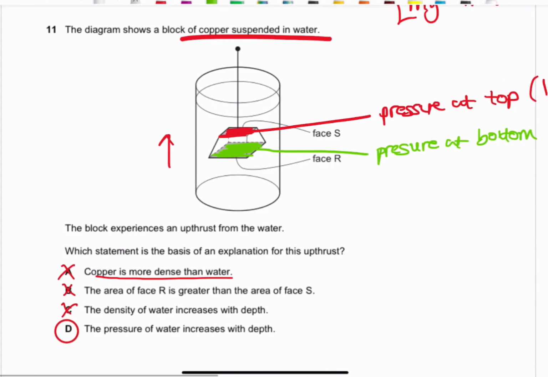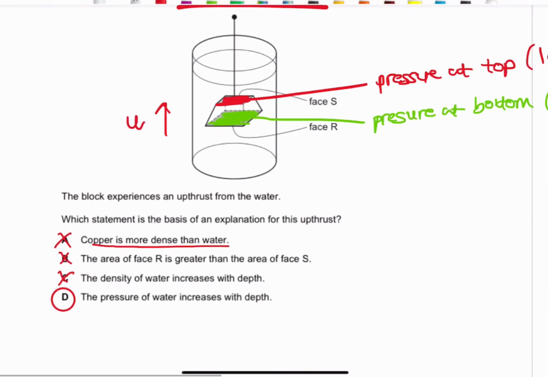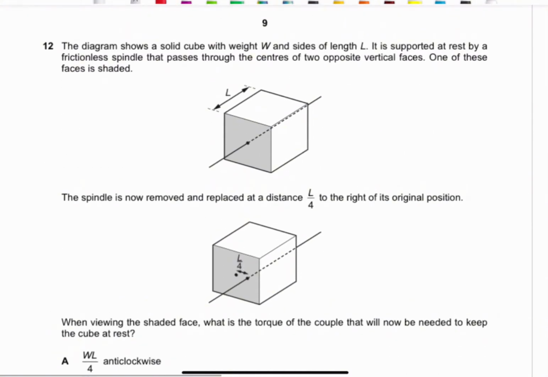So since there's a higher pressure at the bottom and a lower pressure at the top, there'll be a resultant force that will cause it to move upwards. That's what you call upthrust, right? The difference in those pressures results in a force beginning to move upwards. So the answer becomes D.